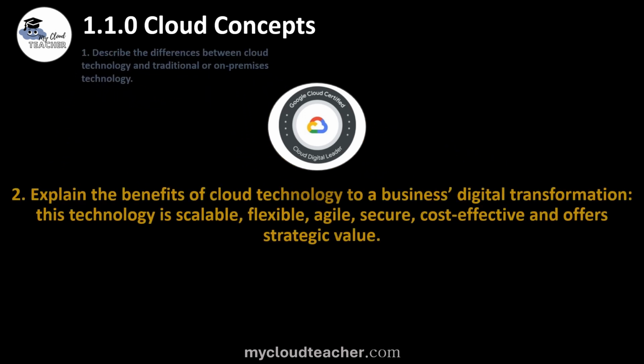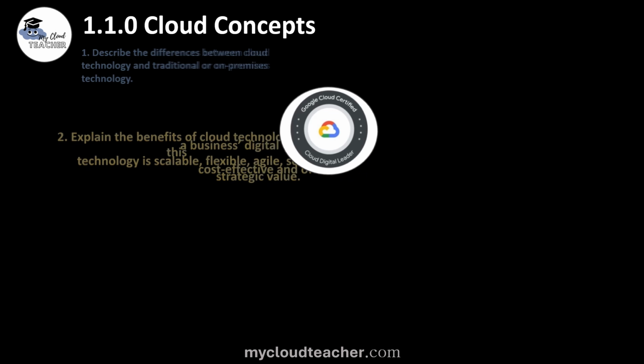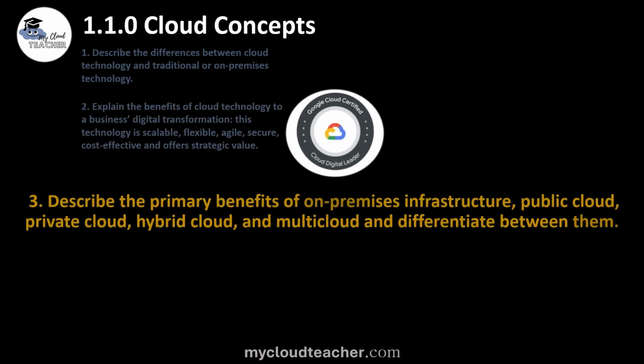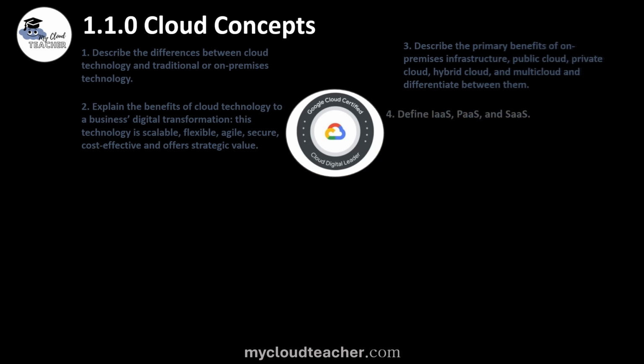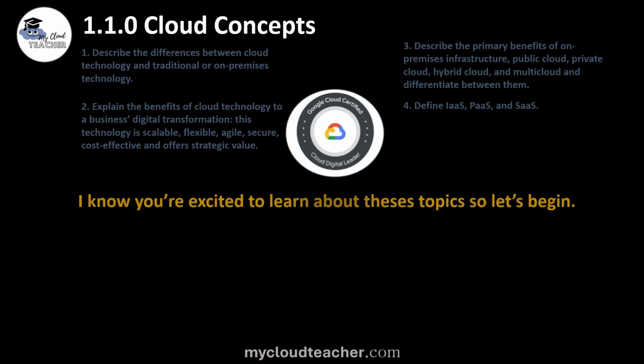2. Explain the benefits of cloud technology to a business digital transformation. This technology is scalable, flexible, agile, secure, cost-effective, and offers strategic value. 3. Describe the primary benefits of on-premises infrastructure, public cloud, private cloud, hybrid cloud, and multi-cloud, and differentiate between them. 4. Define infrastructure as a service, define platform as a service, and software as a service. I know you're excited to learn about these topics, so let's begin.